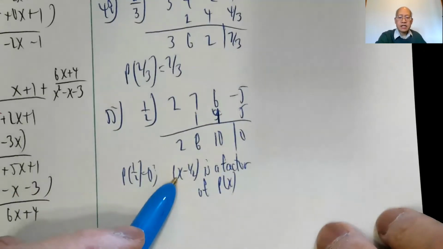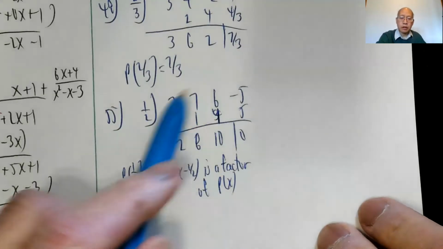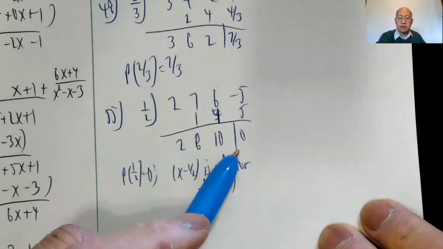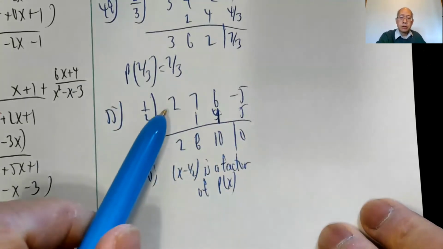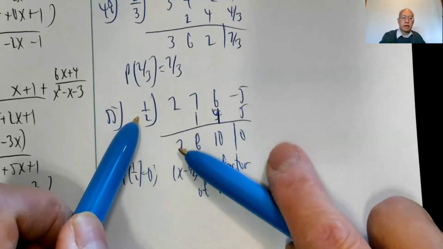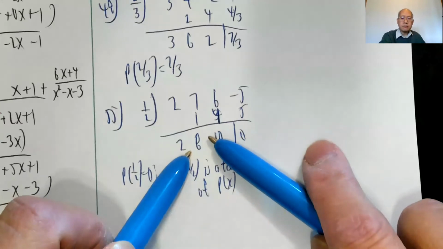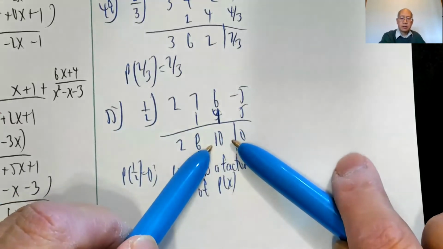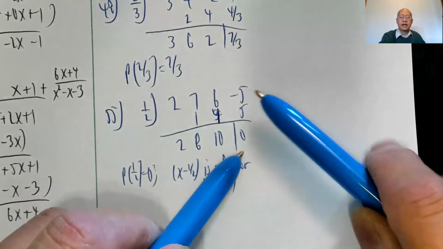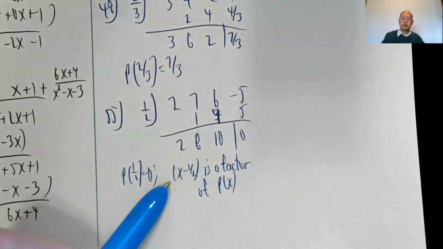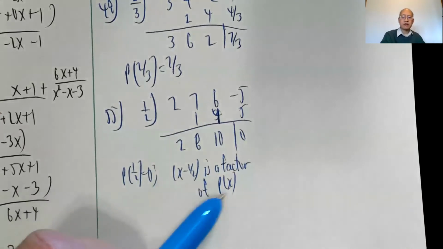55, is x minus a half a factor of the original polynomial? It will be if my remainder upon synthetic division is 0. So let's try it. 2, 7, 6, -5. 2 comes down. Multiply, 1, add. Multiply, half of 8 is 4, add 10. Multiply, half of 10 is 5, add 0. Yes, p of a half is 0. Therefore, the factor theorem says x minus a half is a factor of the original polynomial p of x.